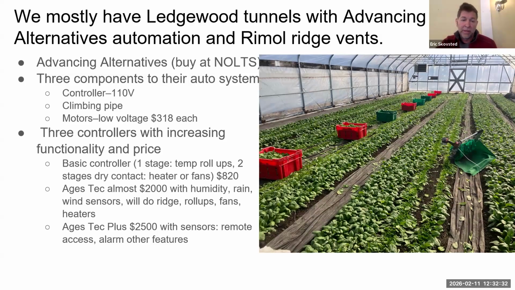If you want to start to regulate humidity, which is really nice, then you're talking about a whole other level of sensors and controls. But if you are going into this, the best place to buy it is from Nolts, especially if you get some early season pre-buy discounts. Advancing Alternatives has really changed a lot since we've been buying their stuff in 2019. They're a great company, but they're constantly evolving how well their controllers work, and they have great technical support. Recommend their stuff.